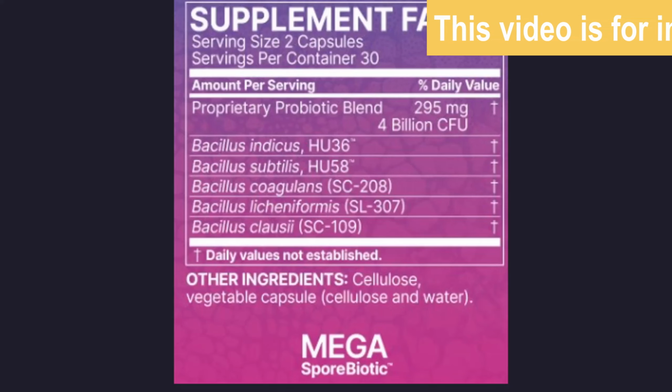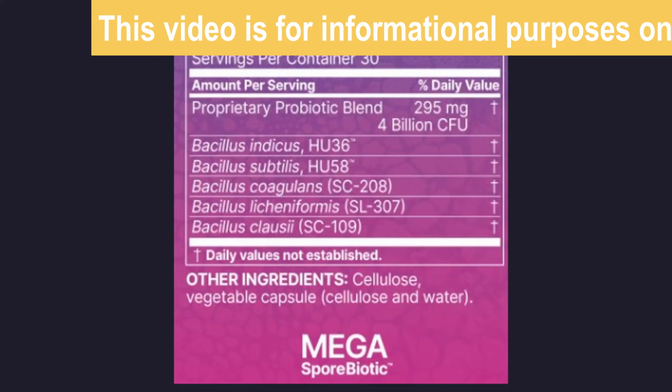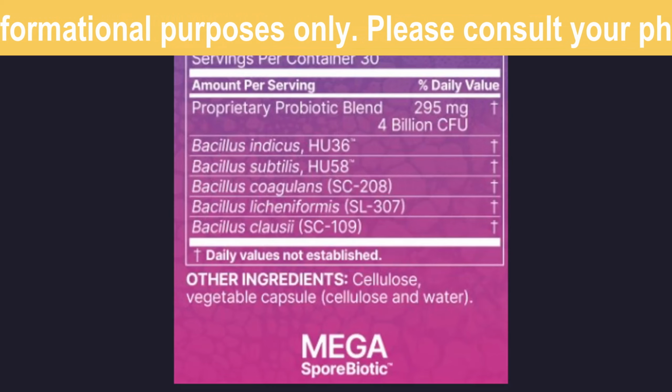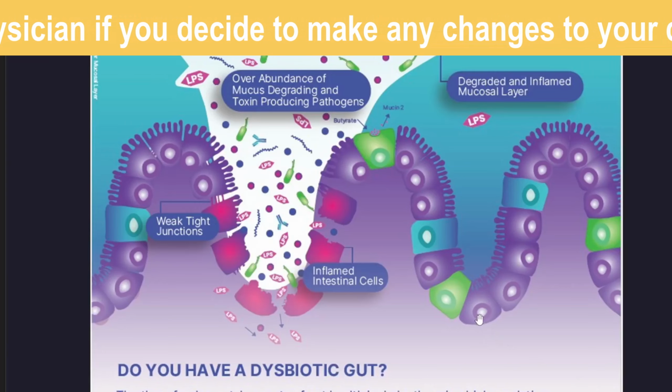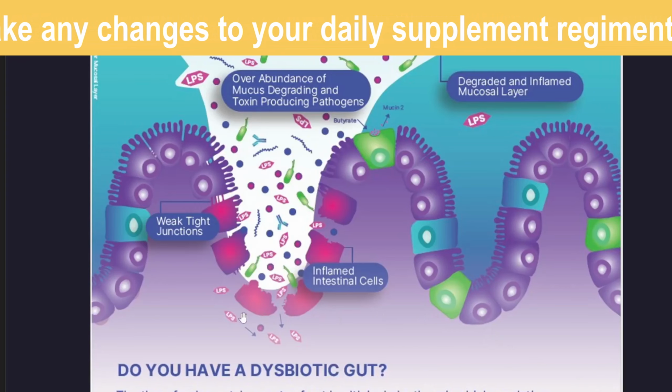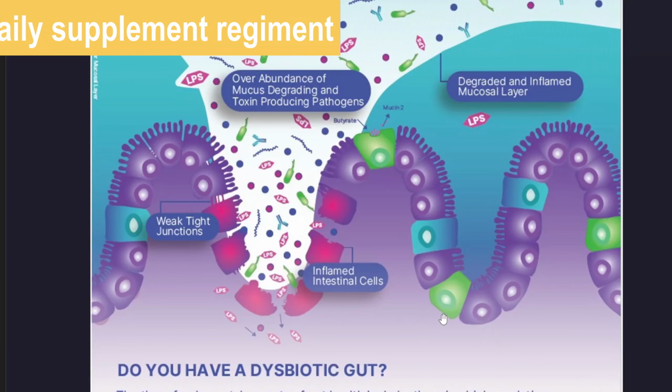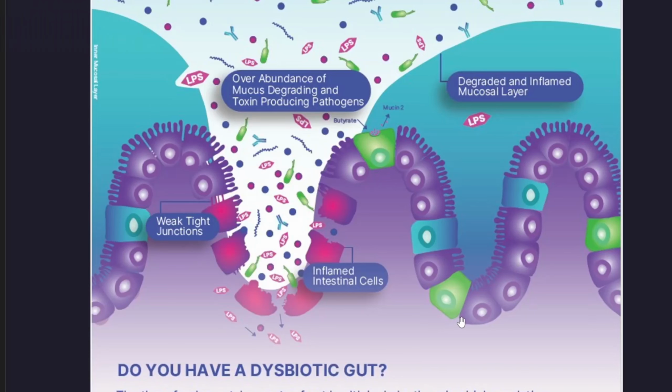This is the second part of the video about Megaspore Biotic, the ingredient list. But I want to show you the gut lining again. The gut lining is not straight like a garden hose. It has those villi. Those villi reach into the gut. It's only one cell layer that divides basically the outside of the body from the inside of the body.